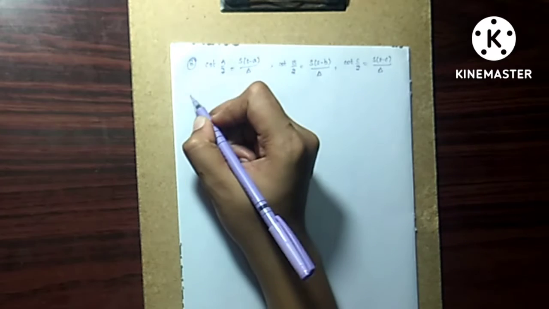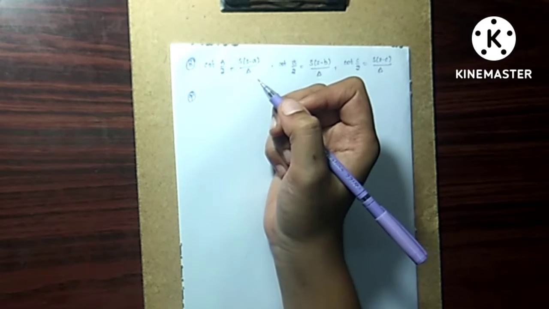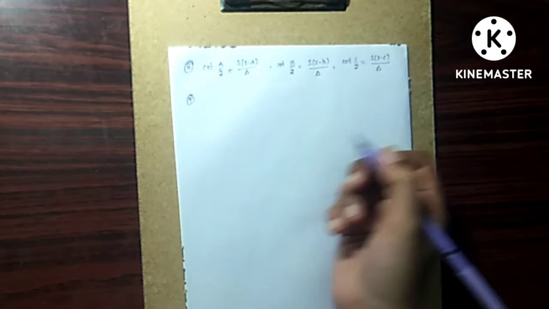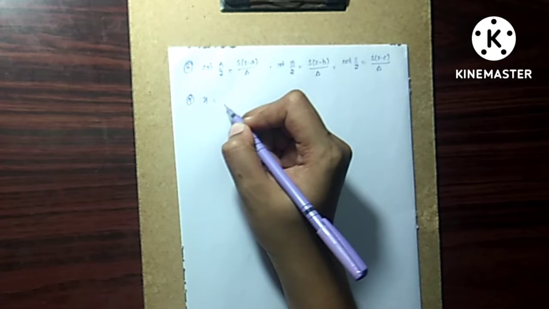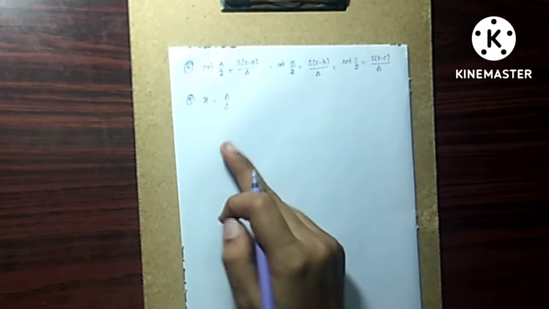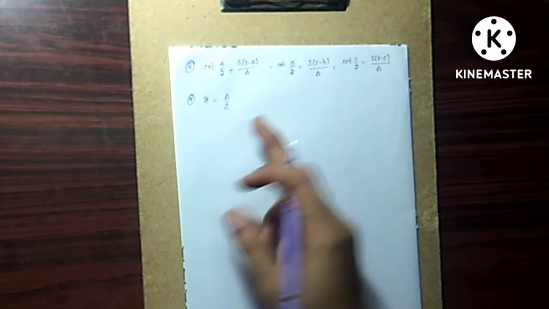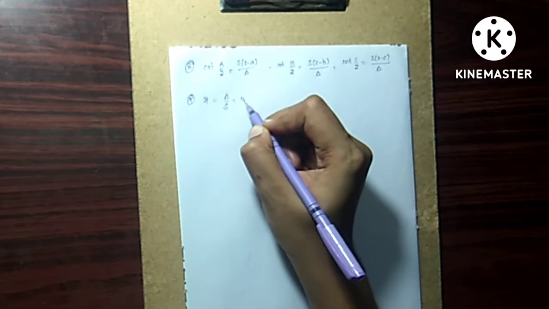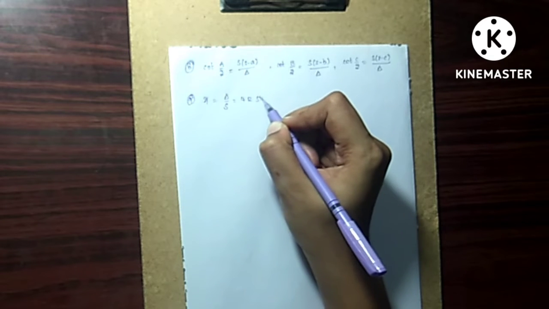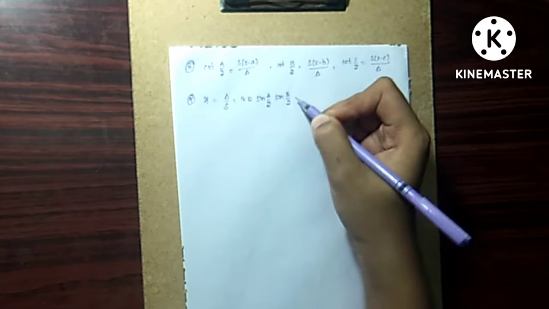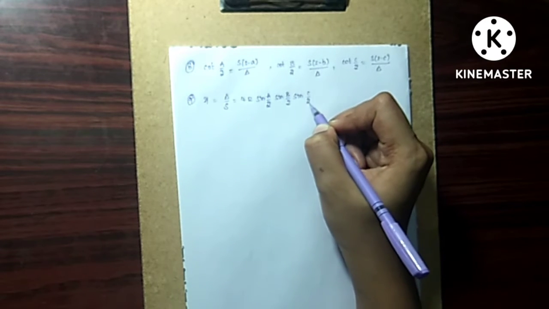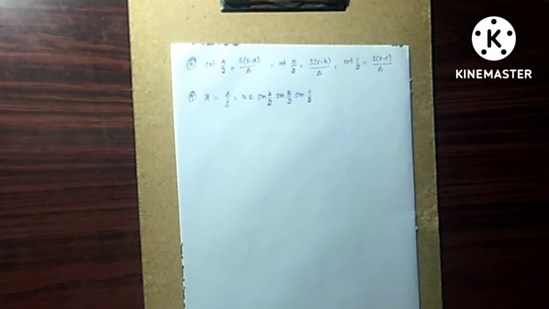Now we will jump to the 9th formula, which is quite simple and very easy, in the form of small r. Small r is equal to delta by s. Small r can also be written as 4R sine A by 2, sine B by 2 and sine C by 2. Okay, very easy. You just have to learn these formulas by heart. You can then solve any problem given from this chapter.